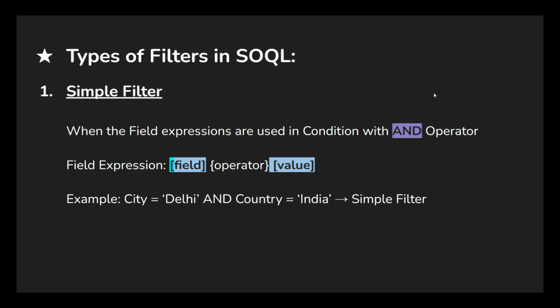There are two types of filters in SOQL from the query optimizer's perspective. One is a simple filter. In this filter, there are field expressions which are combined with the AND operator. A field expression is nothing but a field, an operator, and a value. An example for this: city equals Delhi and country equals India. When this filter is used in a SOQL query, it becomes a simple filter.